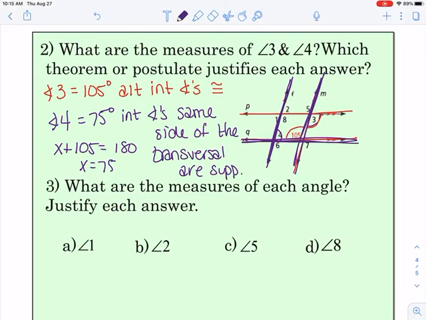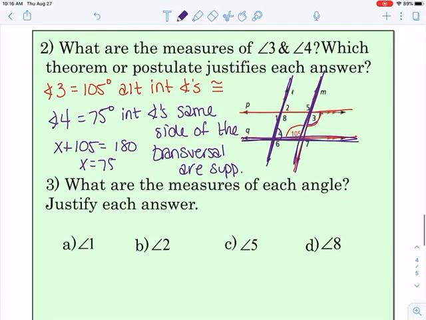Okay, and then for number 3, we want to find measures of the other angles inside of this picture. You don't have to rewrite the picture or anything like that. We just have to find all these other angles here. For angle 1, we just found out that angle 4 was 75, and now angle 1 and angle 4 are alternate interior angles. I'm looking at two different lines here. So if angle 4 is 75, that means angle 1 is 75 degrees also, and that's alternate interior angles.